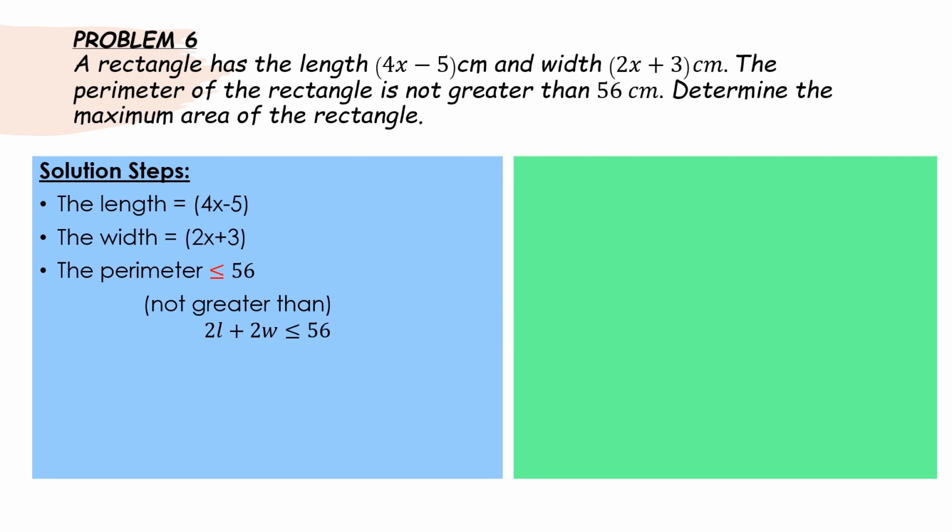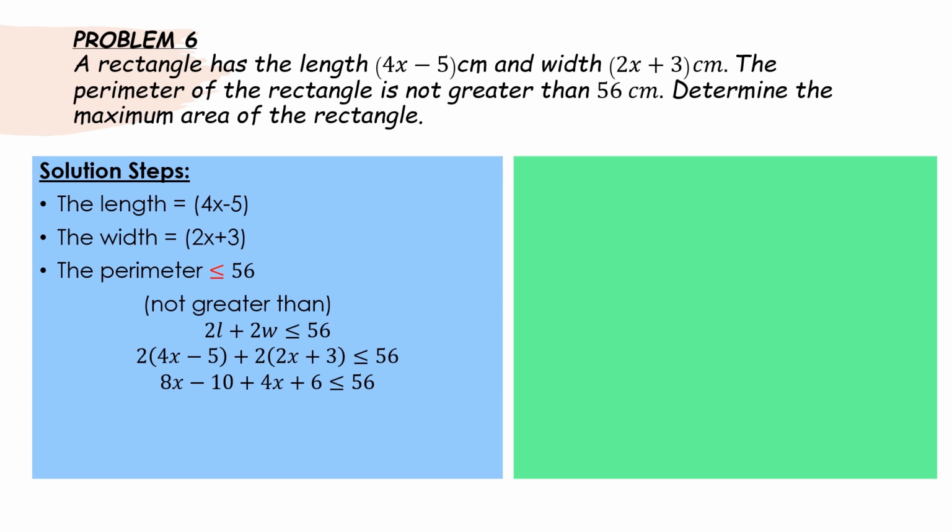Now, do you still remember the formula to find the perimeter of a rectangle? Yep, absolutely correct. We have 2 times length plus 2 times width less than or equal to 56. And then we can substitute the length and width as you can see here: 2 times (4x minus 5) plus 2 times (2x plus 3) less than or equal to 56. And now let's open the brackets by multiplying 2 with the terms inside the parentheses.